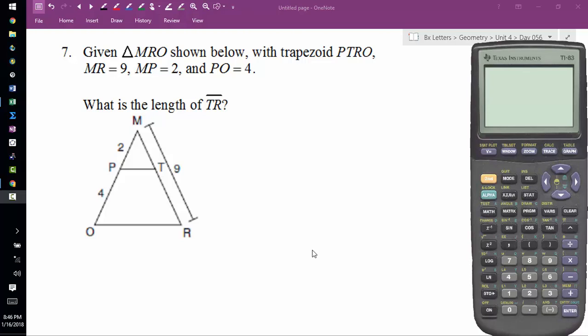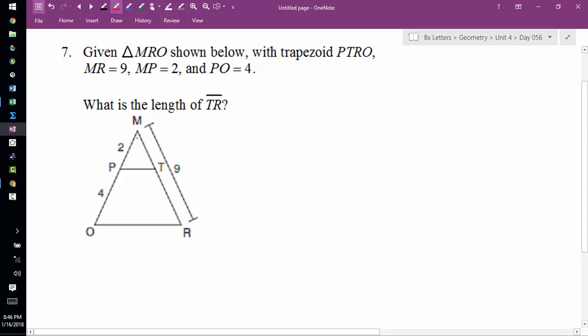Problem 7. This is a nice little throwback. Before I even read it, I'm just going to pay respect to the fact that I see a nice small little triangle there, and I see an overlapping larger triangle there.